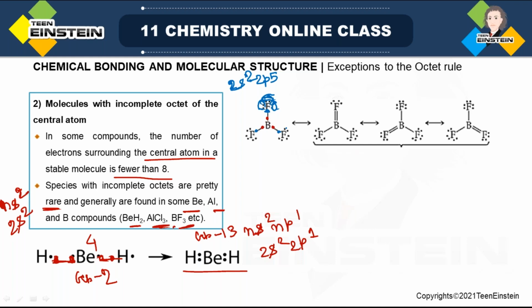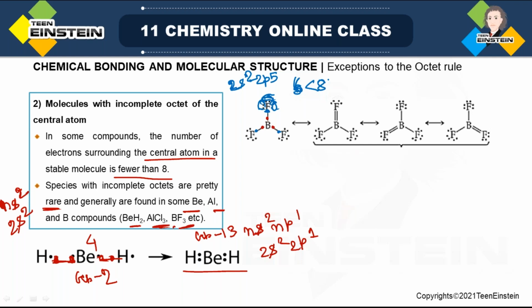So surrounding boron, how many total electrons? 3 red, which are its own, and 3 blue, which are coming from the 3 fluorine atoms. So the total is 6 electrons, which is less than 8. So that is the exception. Now you can see some more pictures on the right-hand side. So what does it mean?